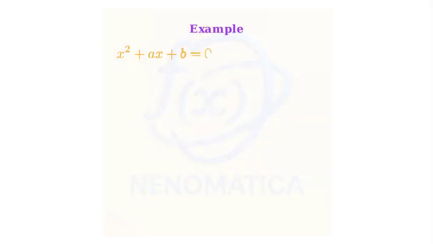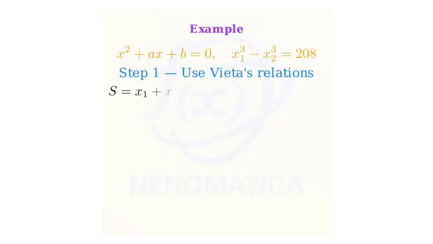Example. We will determine the coefficients a and b in the quadratic x squared plus ax plus b equals 0, given that the difference of the cubes of its roots equals 208. We will follow a structured, step-by-step plan using Vieta's relations and algebraic identities. Step 1. Let x1 and x2 be the roots. By Vieta's formulas, their sum s equals negative a, and their product p equals b.